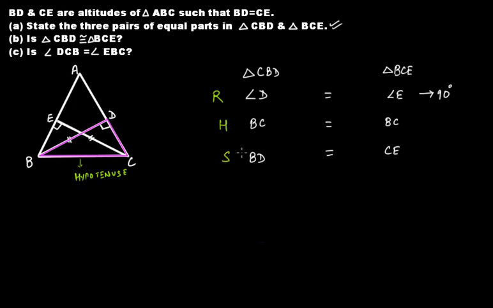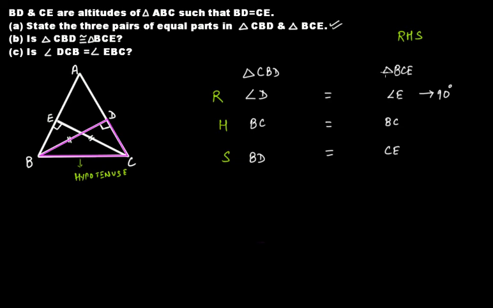So RHS. RHS is what? RHS Congruence Criterion is being satisfied. Two right angles are equal. The hypotenuse of this triangle is equal to the hypotenuse of this triangle. And another side other than the hypotenuse of triangle CBD is equal to another side apart from the hypotenuse of triangle BCE. These two sides are equal. RHS Congruence Criterion is being satisfied. Yes, these two triangles are congruent.